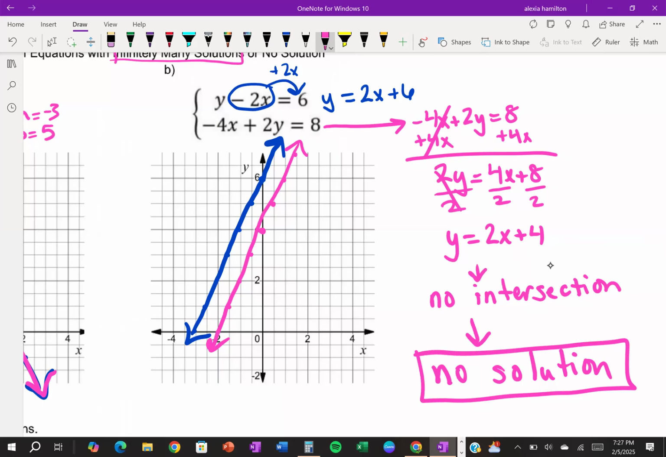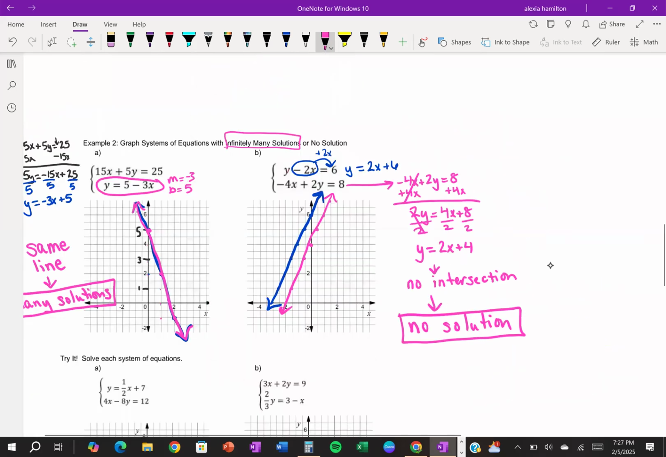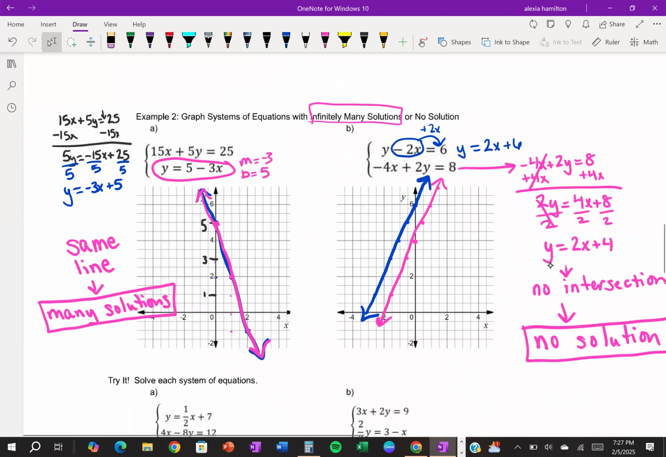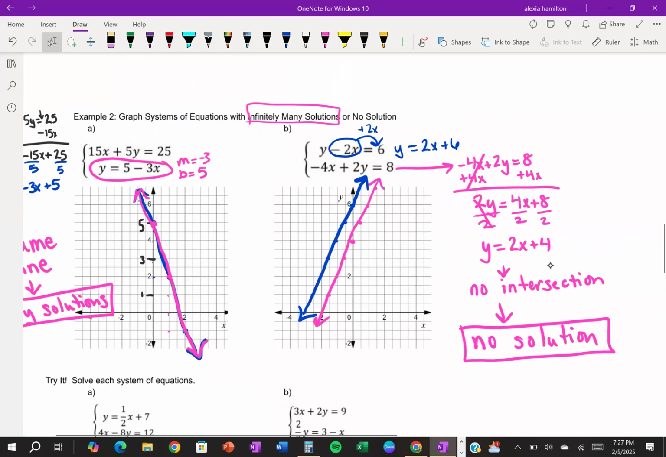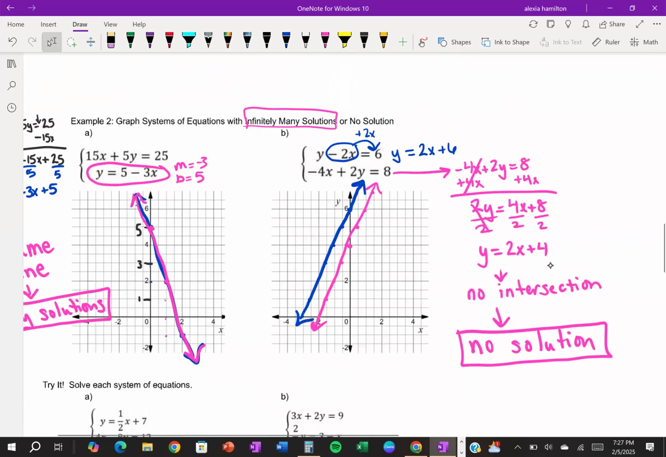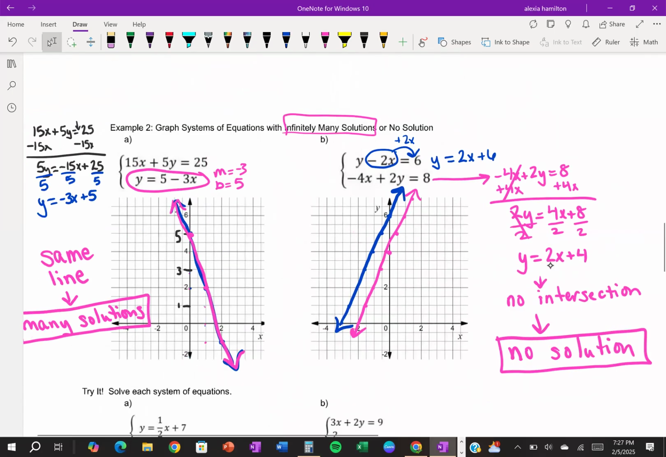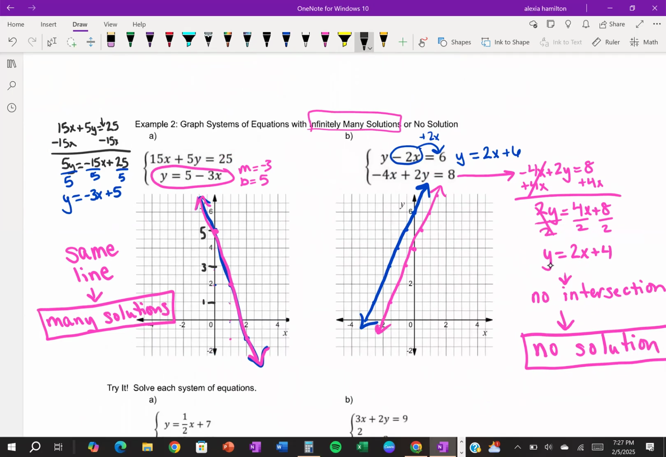Okay. So before maybe moving on to the try it, I just want you to think about things. Like, what is the same between these two? Looking at example A, what characteristics of the line, and by characteristics I mean slope and y-intercept, are the same? What is the same?